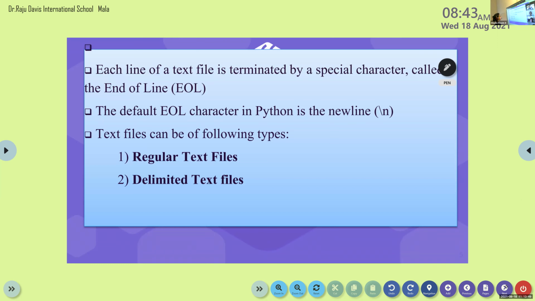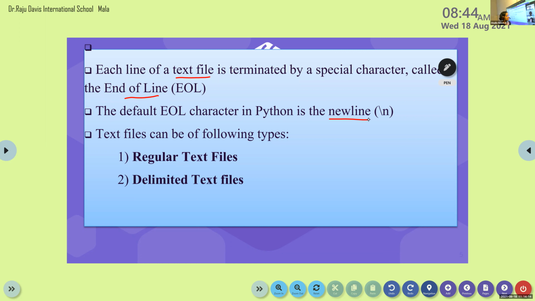Okay, so you learned yesterday that in text files, each line of a text file is terminated by a special character known as end of line. So in Python, which is the default end of line character? It is slash N.